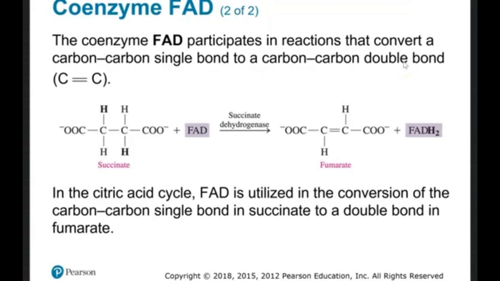So for the most part, FAD acts in the reactions which convert a single bond to a double bond. Technically, it's also an oxidation reaction. It specifically facilitates the reaction which converts a molecule of succinate or succinic acid into a molecule of fumarate or fumaric acid.